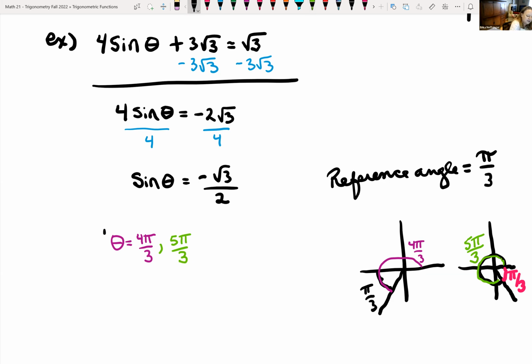So there's 2 values of theta that would give me back sine of those angles is -√3 over 2, which are the solutions to our original equation.